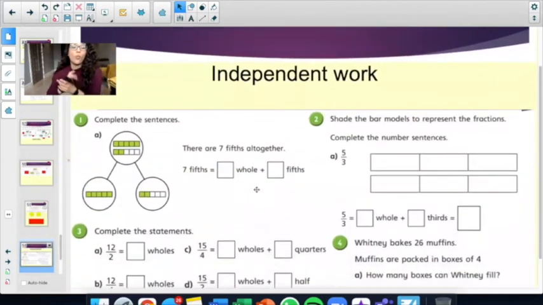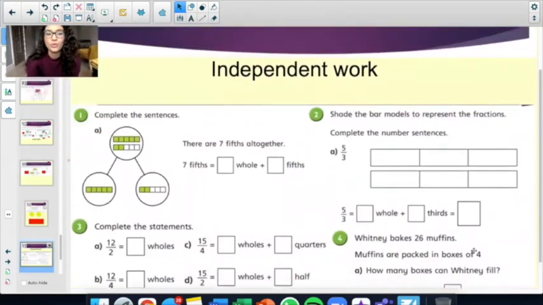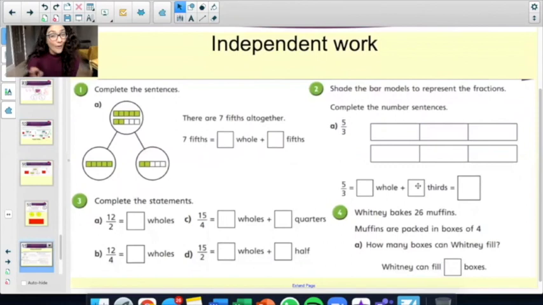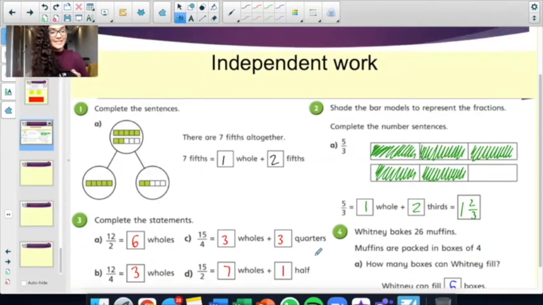Your independent work. You are going to have a go at answering these 4 questions. Off you go. Here are your answers. Complete the sentences. There are 7/5 altogether. 7/5 is equal to 1 whole and 2/5.